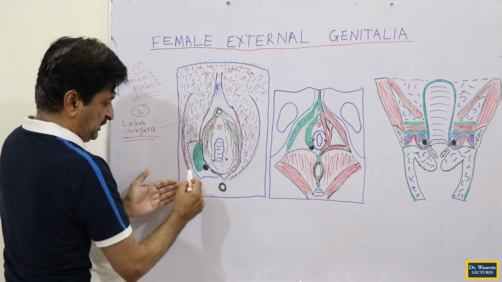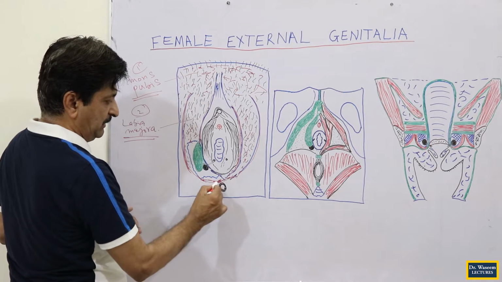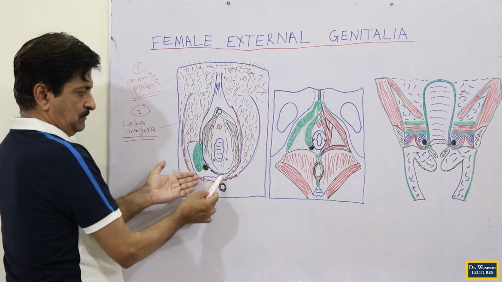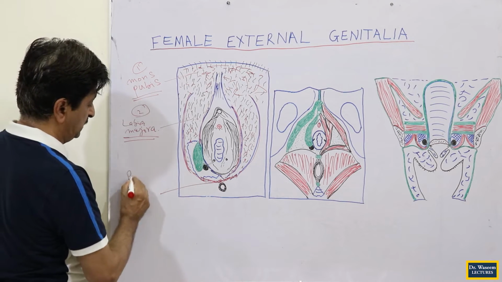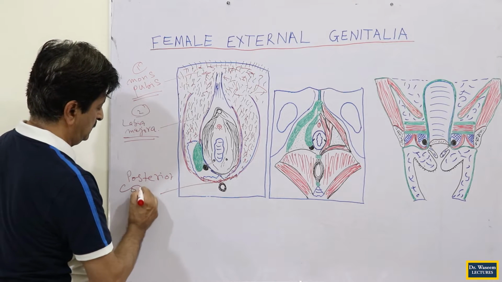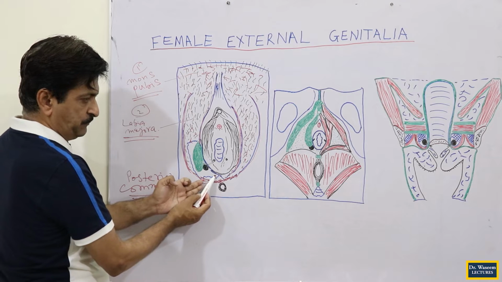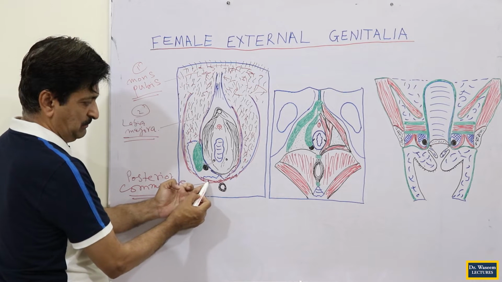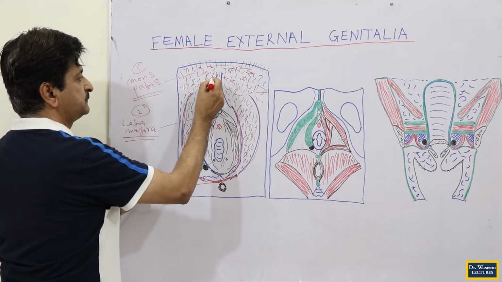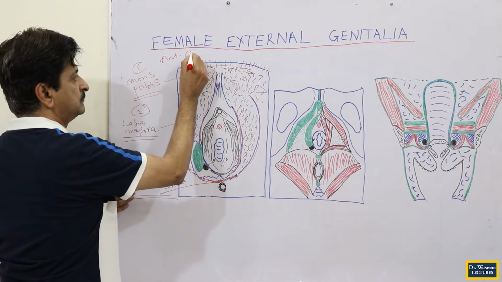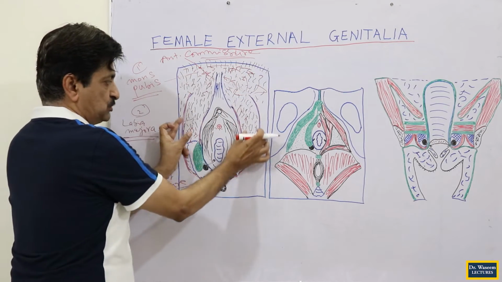And posteriorly, this labia majora will fuse behind the vestibule, also behind the vagina. This is called the posterior commissure of the labia majora. Posteriorly, behind the vagina, it becomes a little faded, but this is the posterior commissure, and anteriorly there is also the anterior commissure. Now these are the two labia.